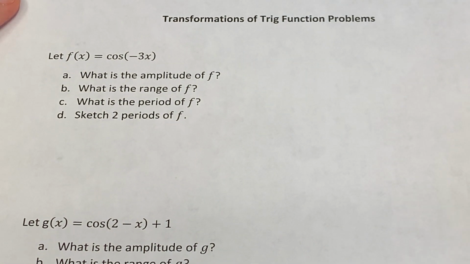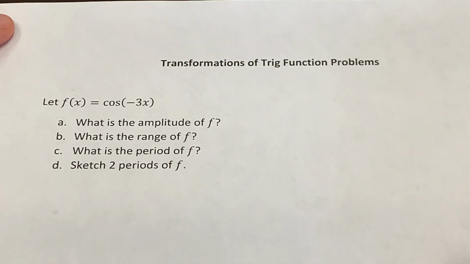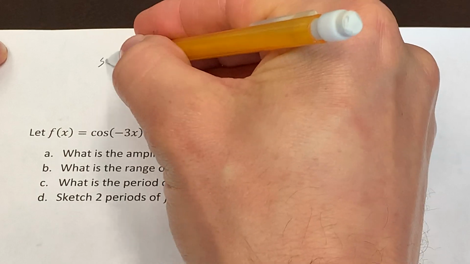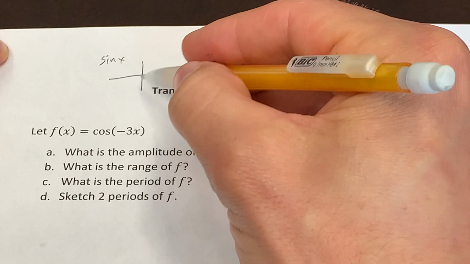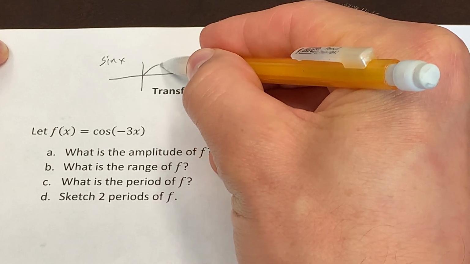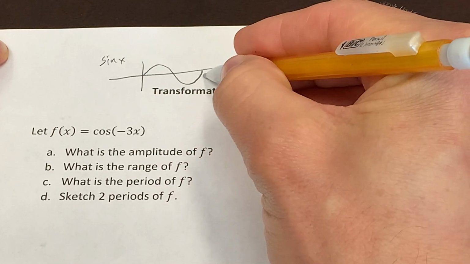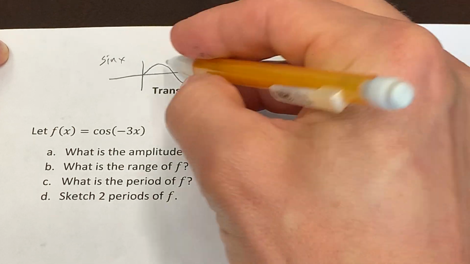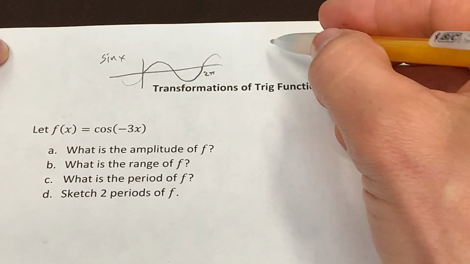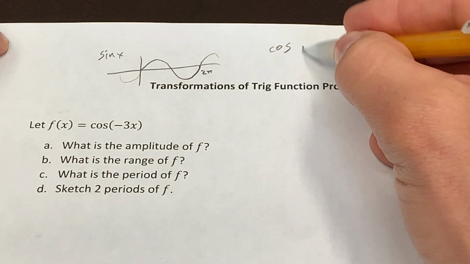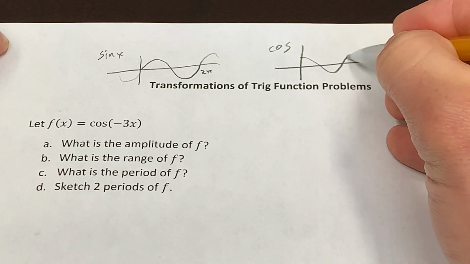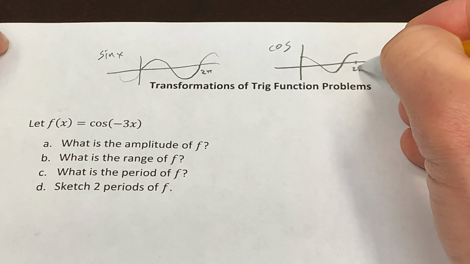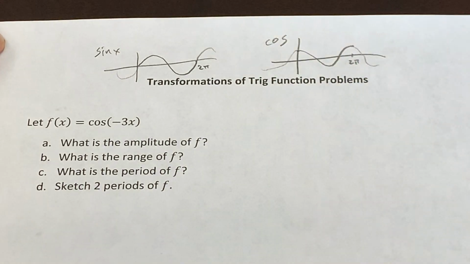Here's a few example problems on transformation of trig functions. So remember, you're fundamentally starting with the graph of sine x, which has an amplitude of 1, starts at 0, goes up to 1, down, has a period of 2 pi, right? And that continues indefinitely in both directions. And then cosine also has an amplitude of 1, but it starts at 1, goes down, its period is also 2 pi, and still continues both directions, right?